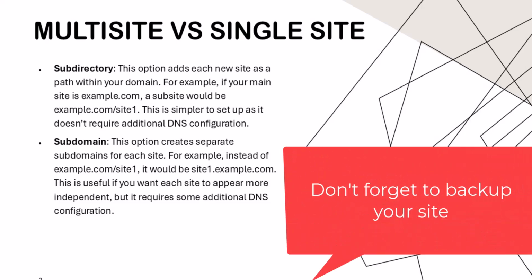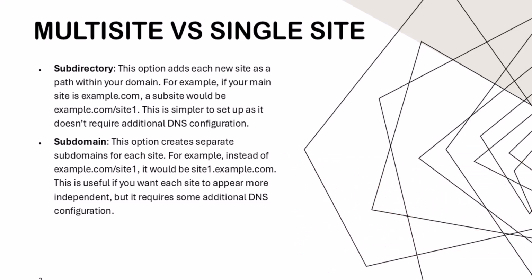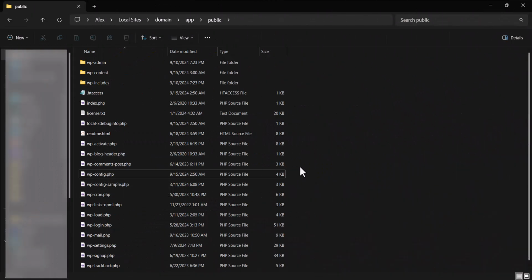As always, before making major changes, it's crucial to back up your site. You can use a plugin or manually backup through your hosting provider. Make sure you have both your files and database backed up before proceeding. Let's get started by enabling the multi-site feature in WordPress.